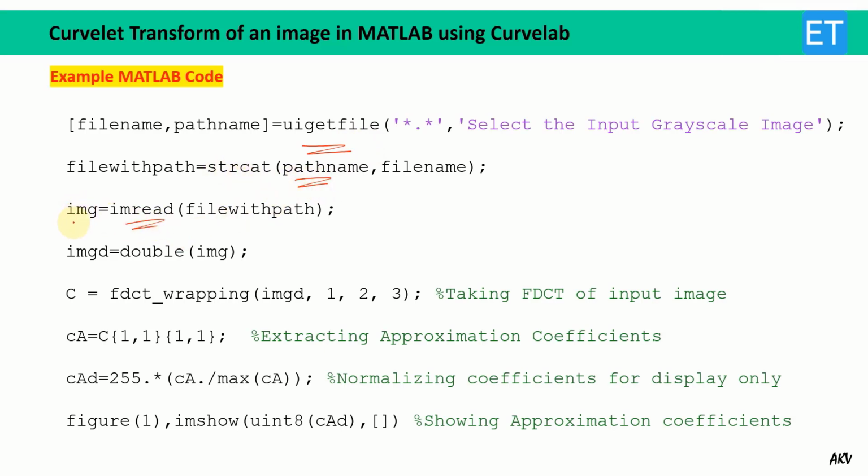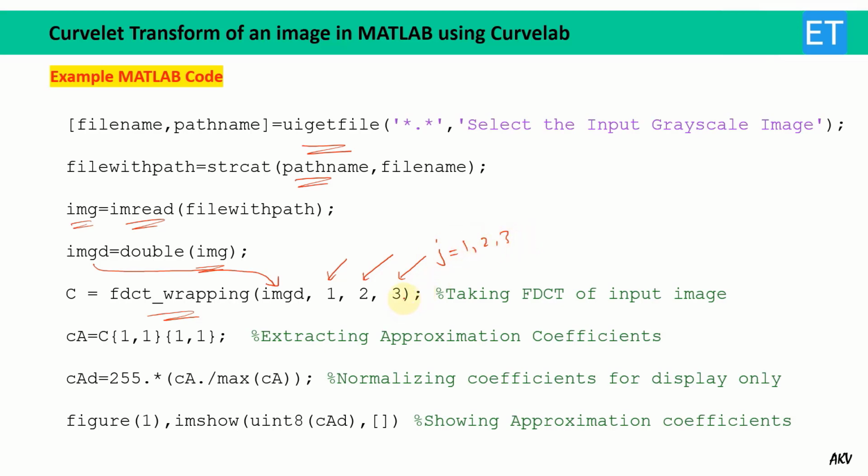By the image read, all your pixel values will come in the img variable, converting that into double, and then passing that imgd here in the FDCT wrapping function. So 1 is for real valued curvelets, if you remember. 2 means using wavelets at the finest level, and 3 means the number of decomposition levels is 3. That means 1, 2 and 3 only.